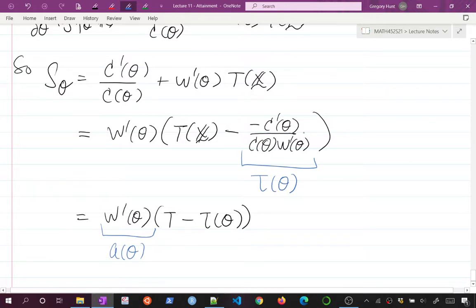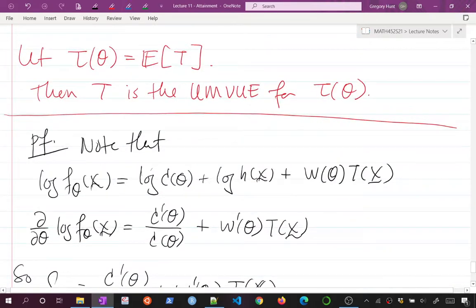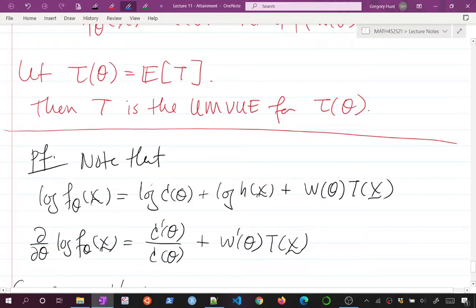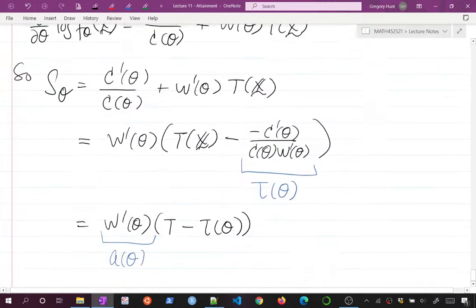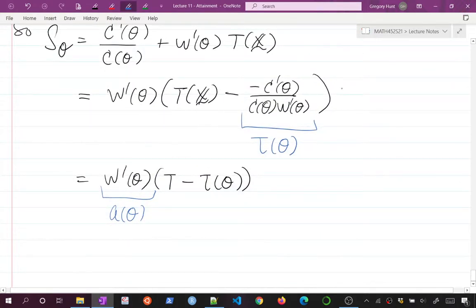I could just call it tau of theta. But I have to be careful because I said that T is unbiased for tau of theta, and I never actually established that. All I've established is that, up to this point, I can write S of theta in this form.